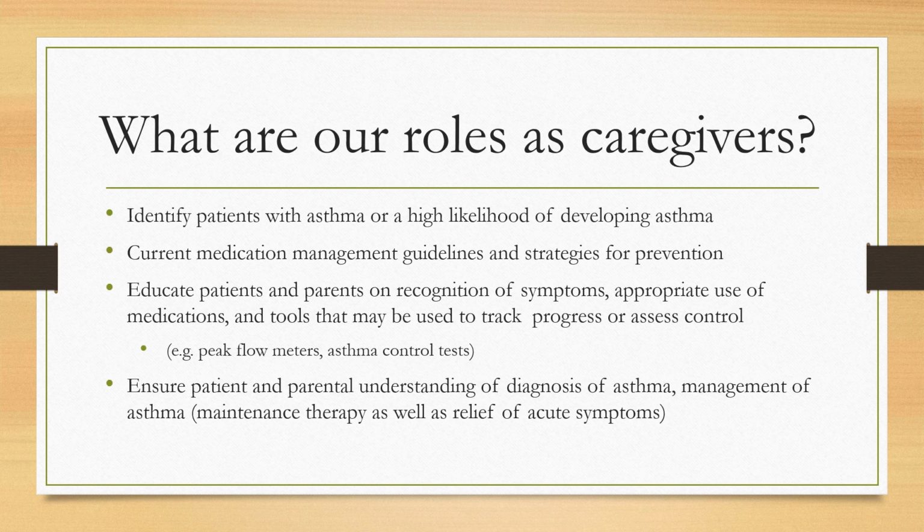A lot of times this could be based upon peak flows. I mentioned this earlier on the previous slide. You could know what a normal peak flow for that child is, and if you start seeing the child going down by 30% from baseline, you need to step up the medication regimen. Also, you need to monitor the symptoms of the patient. You have to get used to their wheezing. You have to understand if they start coughing at night.